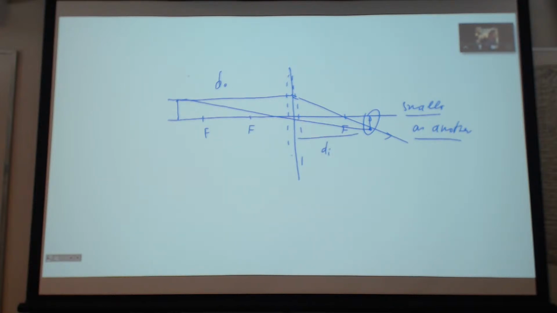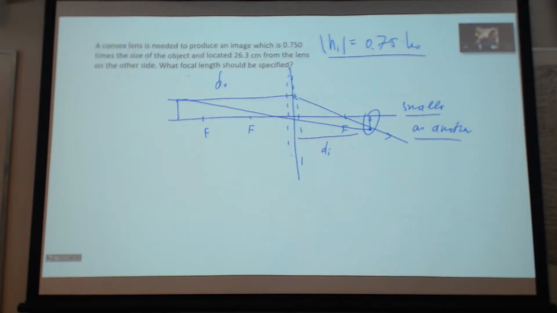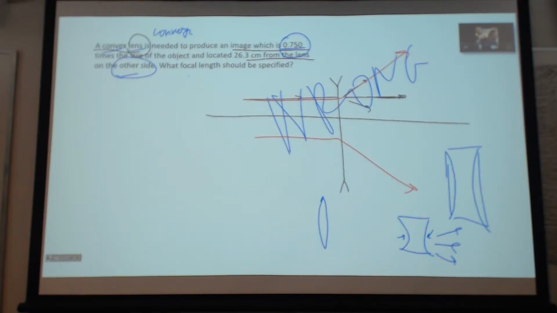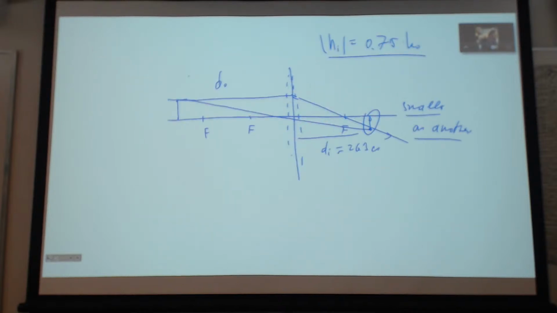And now we just need to say what? We need to say that the magnitude of the image is equal to 0.75 of the size of the object, and the image is located 26.3 centimeters away. So this is what we know. 26.3, wherever you have. Cool.